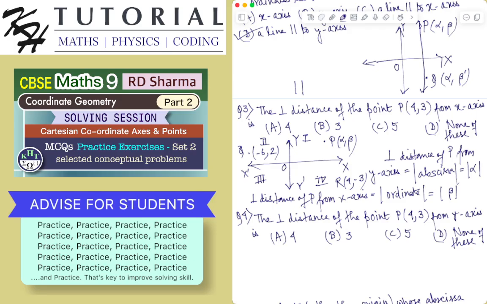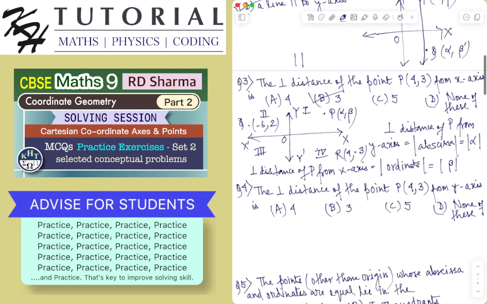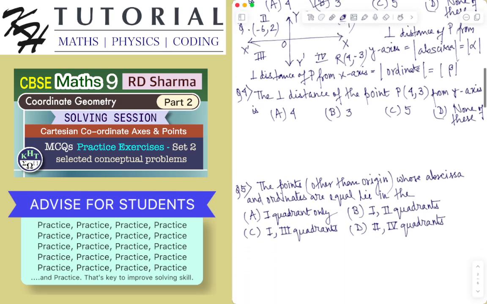Okay. So for this problem, the perpendicular distance of the point P from the x-axis will be the modulus of the ordinate of the point P, which is 3. So the correct choice is B. Let's see the next problem. The perpendicular distance of the point P, the same question, but it is now asking the perpendicular distance from the y-axis. So the perpendicular distance of the point P from the y-axis will be the modulus of the abscissa or the x-coordinate, which is 4. So the correct choice is A.